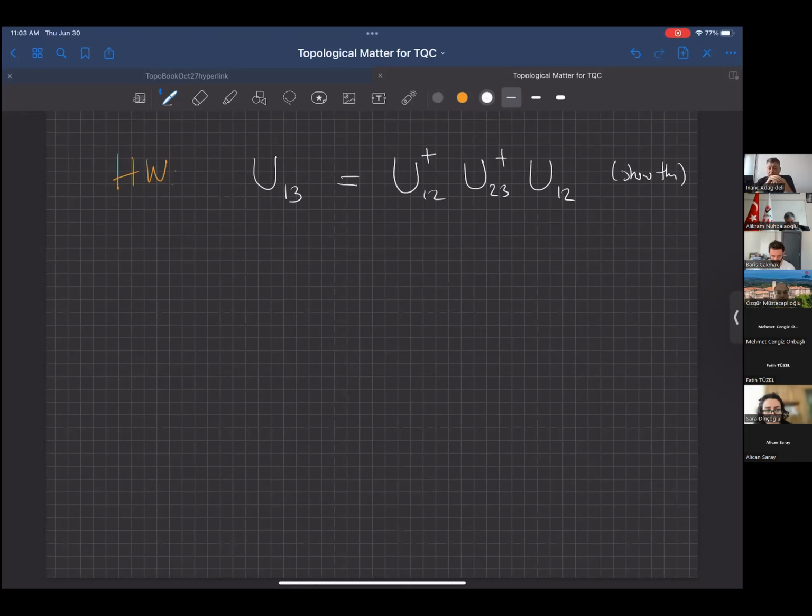Once this door is open, you have a lot of topological stuff coming in. You need an isolated low dimensional state, and then you want to be able to proximitize that state with superconductivity. So that's the key thing technologically. I haven't talked about that.